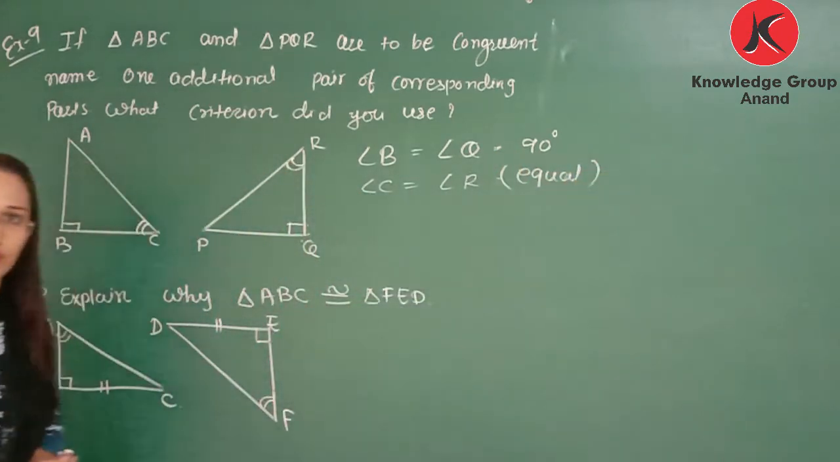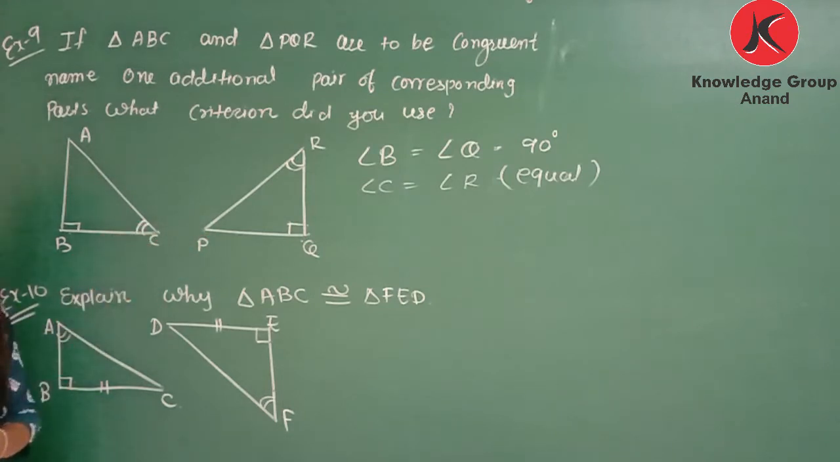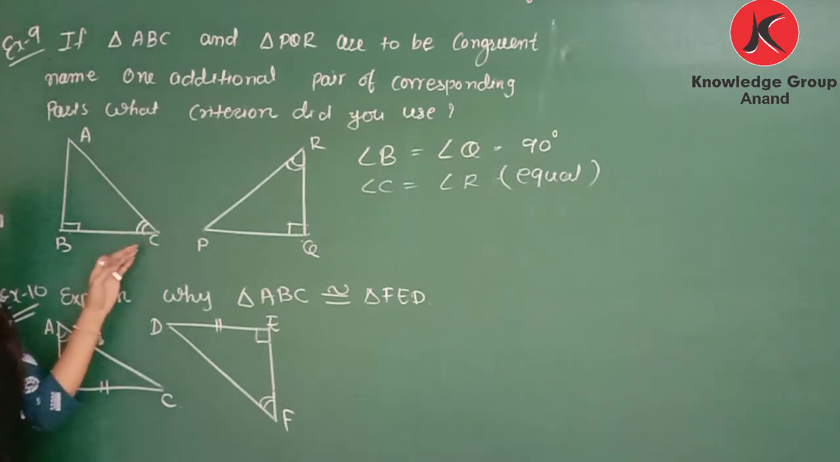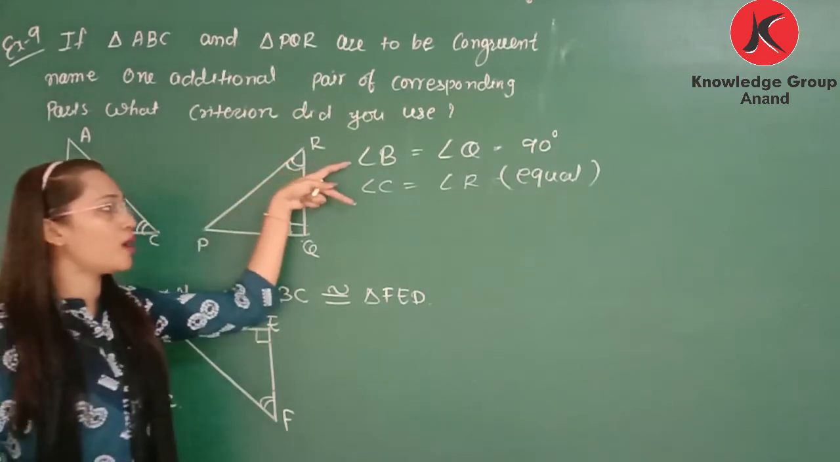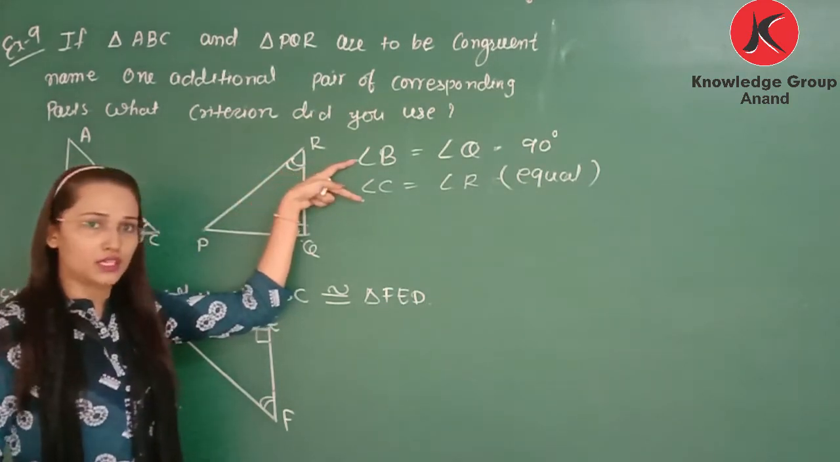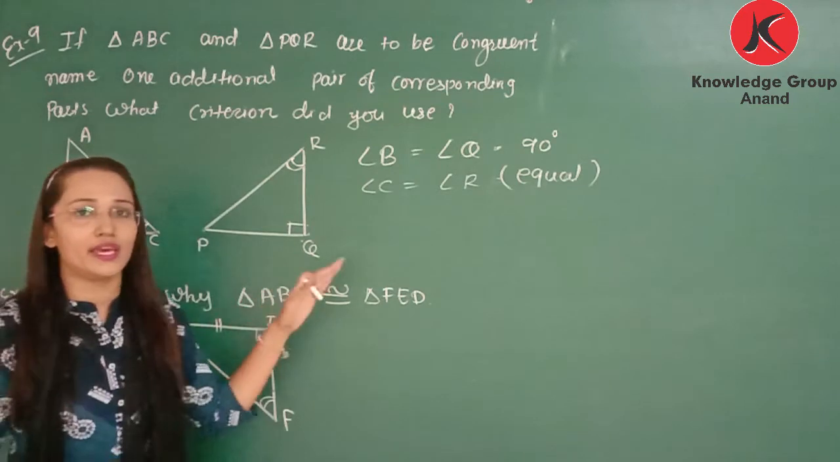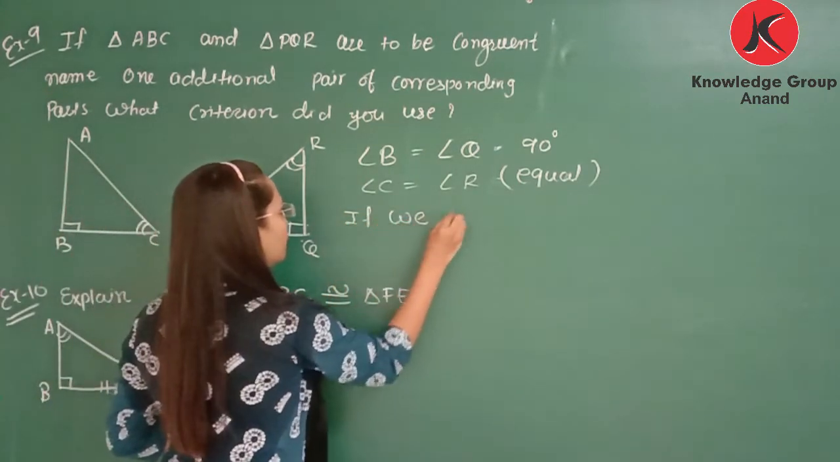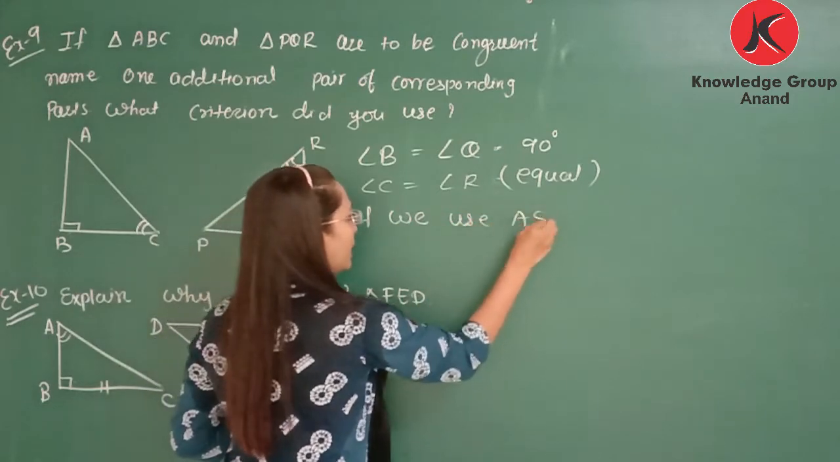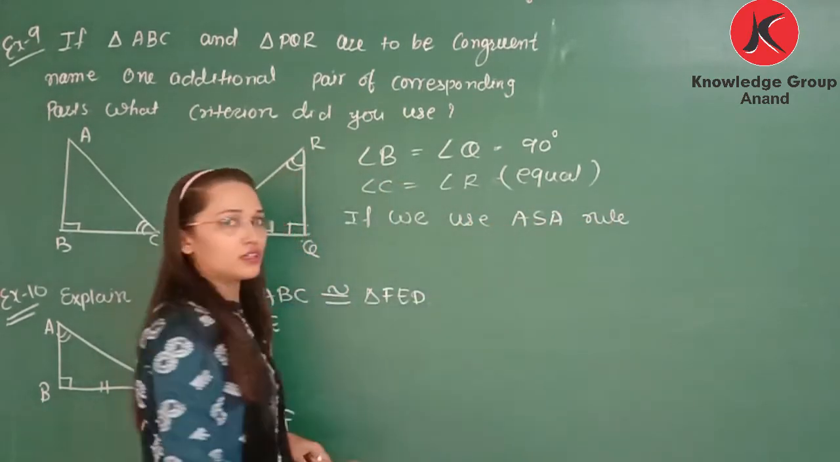Equal, that is given. Now which condition must be there so that these two triangles are congruent? Now we cannot apply the RHS criteria. Why? Because information about only two angles is given. If two angles are given, then which congruency rule can we apply? ASA. So if we use the ASA rule, angle side angle.